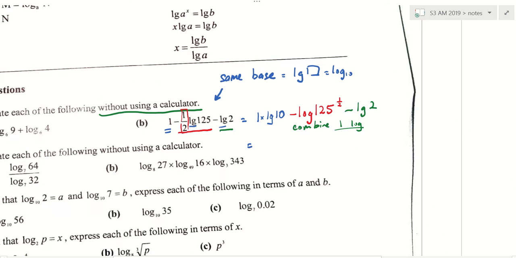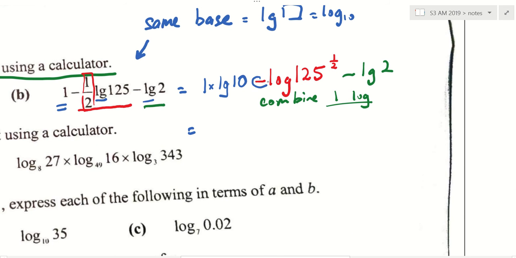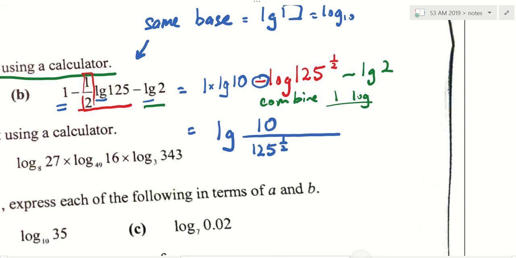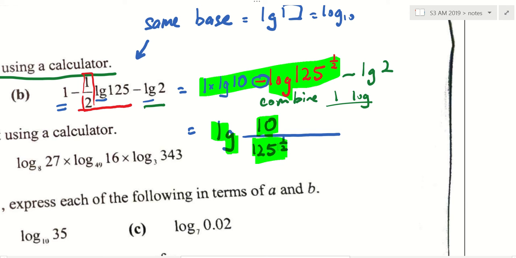Now let's look at 1b again. First, I have minus. Minus means divide. So I will have one giant log with a divide sign. I will put 10. I will put 125 to the power of half. Xinghui, do you understand? Yes. Now, Xinghui, let me highlight for you. These two, after I combine, will be like that. Because this is a minus, after I combine, it will be divide. Do you understand?